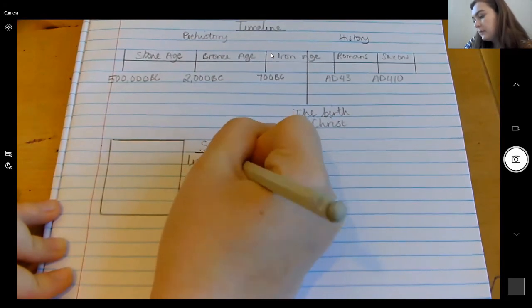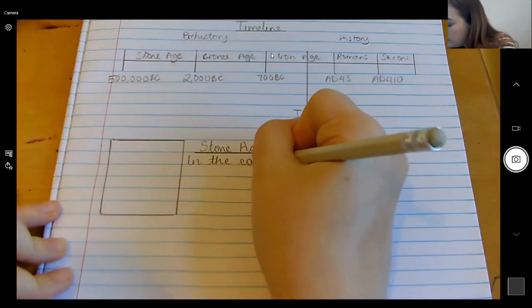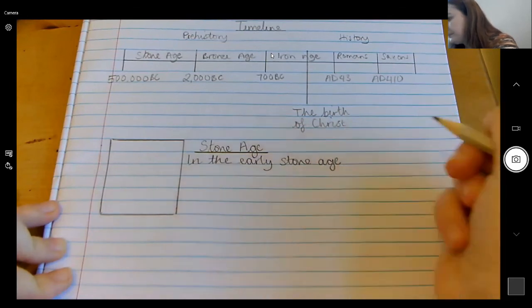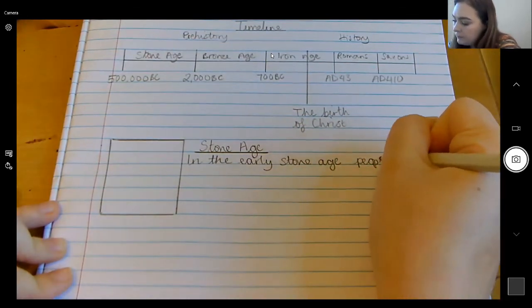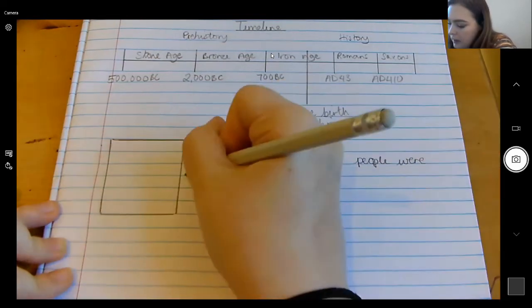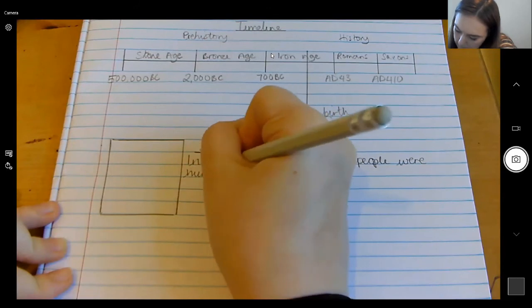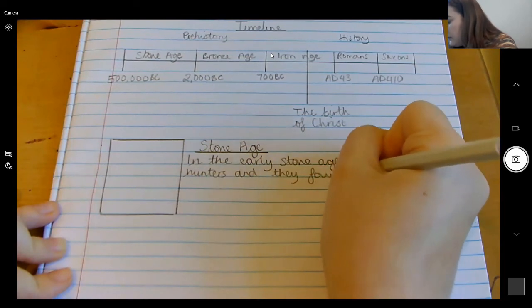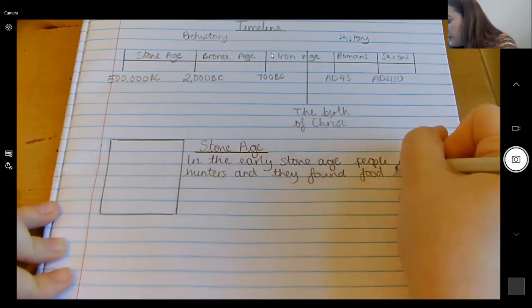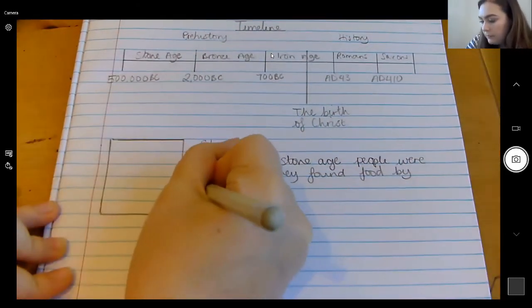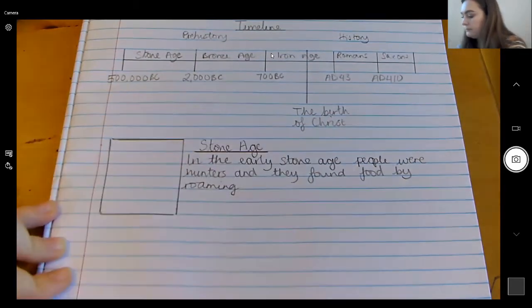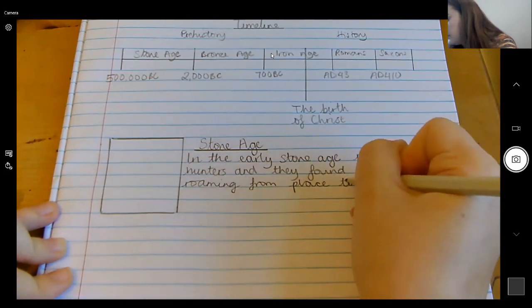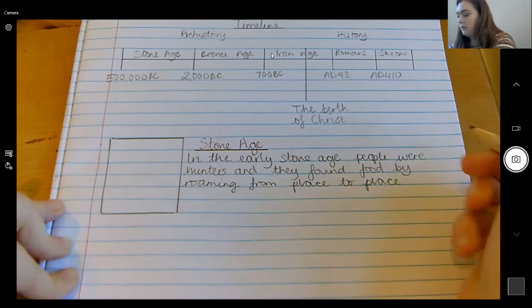In the early Stone Age, people were hunters and they found food by roaming from place to place. Okay, and that's a full stop there.